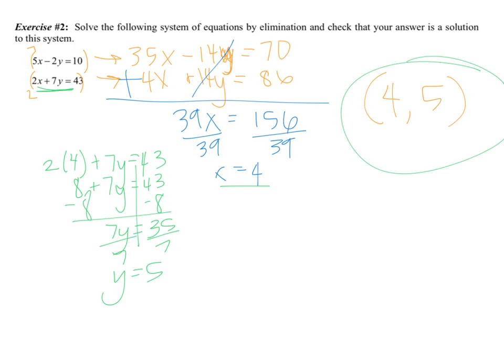It told you to check that your answer is a solution to the system. I'm not going to go through and do that, but I'm hoping you understand how to do that, since in all of our previous lessons we've done that multiple times. That means you would plug 4 in for x and 5 in for y and show that both of those equations are true.